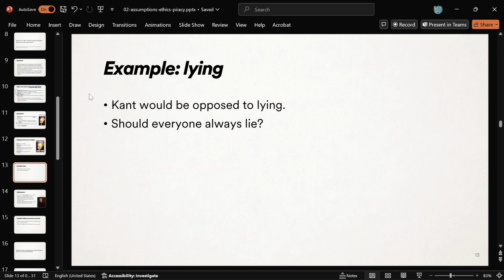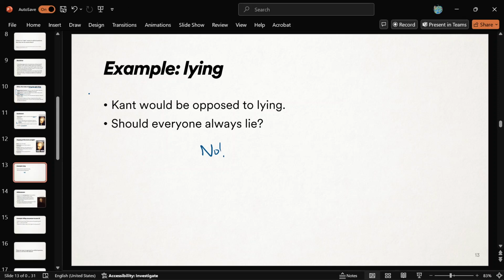Kant would absolutely be opposed to lying because he would never want anybody to lie to him. Therefore, that's what everybody should do. Everyone should just never lie. Right? Because he'd ask this kind of question that involves the word always. Should everyone always lie? No. Everybody should always never lie, essentially. Okay? So that's what Kant would think about lying.